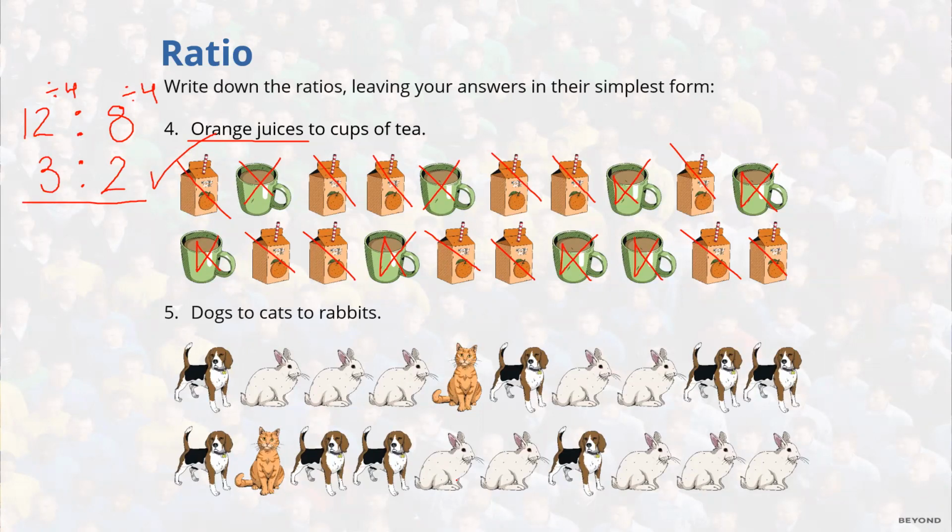Now, what do we call 12 to 8 and 3 to 2? What type of ratios do we call them? Start with E. Equivalent. Yes, equivalent ratios. Why? Because they have the same value. Yes, because they have the same value.